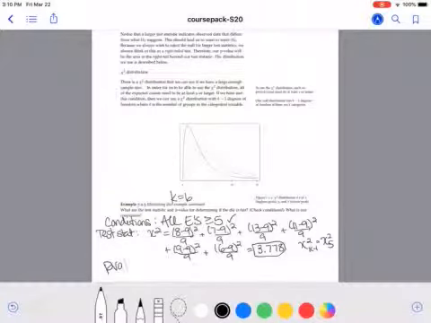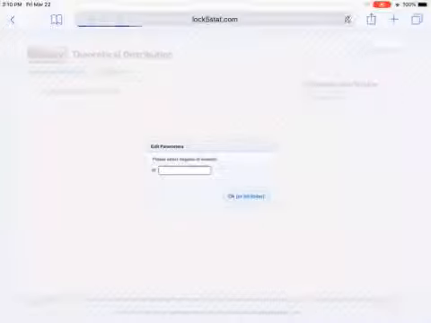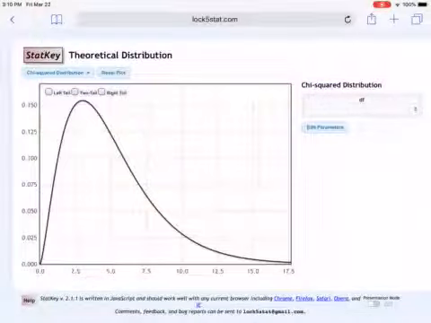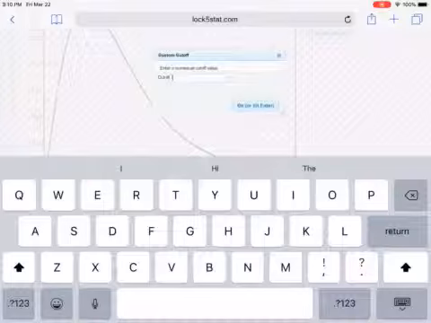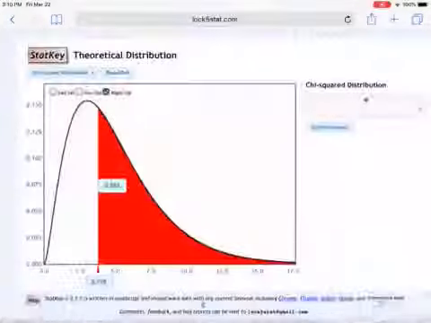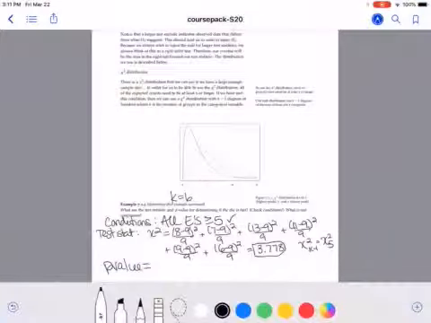To get the p-value, we go look in StatKey. At the bottom, under theoretical distributions, you'll select chi-square. It'll prompt you to enter the degrees of freedom, so we enter 5. We're always doing right tail for these tests in Chapter 7, and then we put in our test stat at the bottom, which was 3.778. Hit OK, and we can see our p-value is 0.582. So with that p-value, we would fail to reject the null and say that we do not have significant evidence of an unfair die.